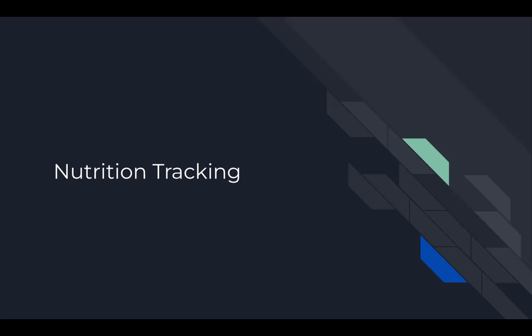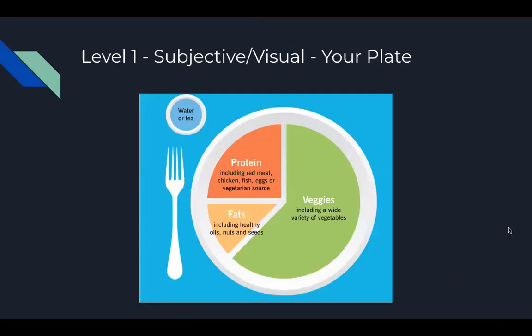You're going to get more information, or maybe the information is going to be more accurate and get you to more precise goals. So level 1, this is going to be mostly subjective and visual, and it's really looking at your plate. So this is a great starting point for nutrition tracking. It is paying attention to how your plate looks at each meal.